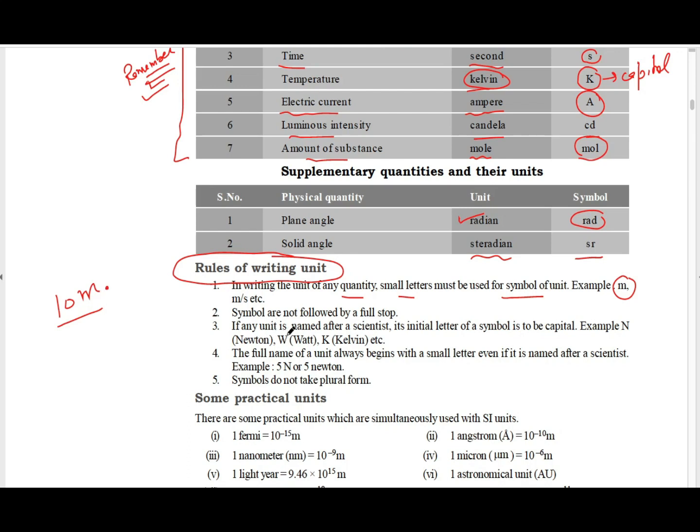Third, if any unit is named after a scientist, the initial letter of its symbol is to be capital. For example, Newton, which is the unit of force, and I write the symbol N as capital. Similarly, watt, named after the famous scientist Watt, and I write the unit of power, watt, as capital W. Similarly, Kelvin is the unit of temperature and I write it as capital K.